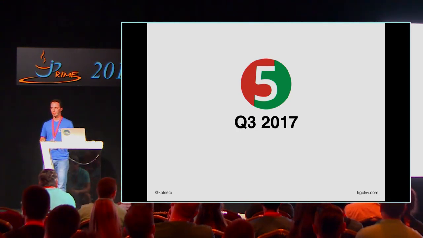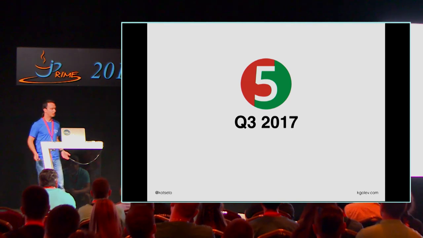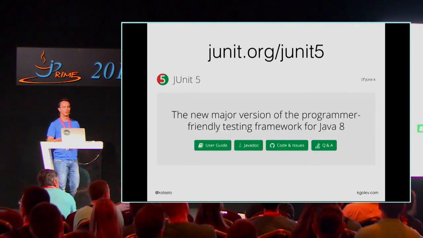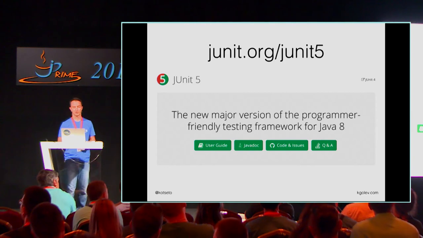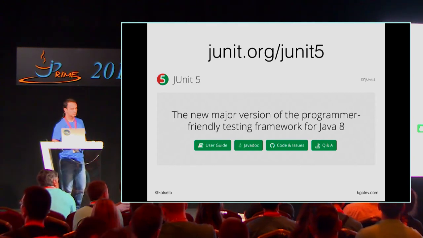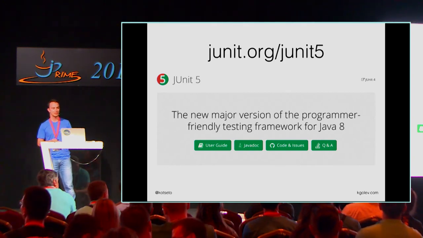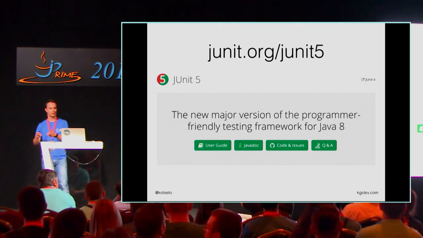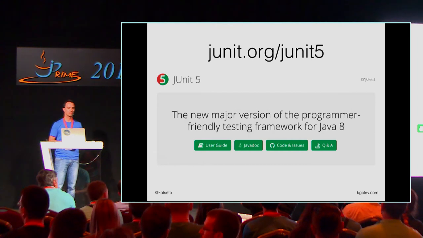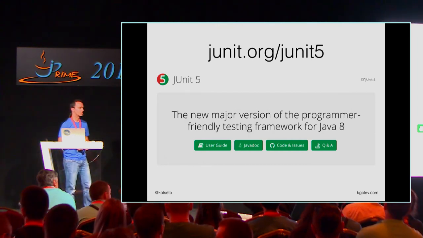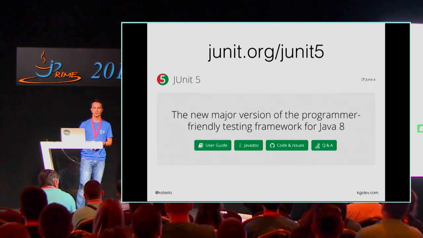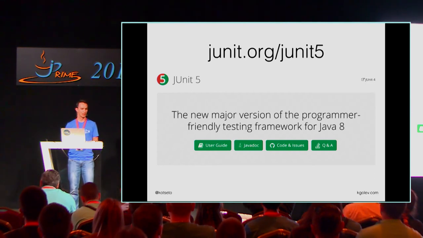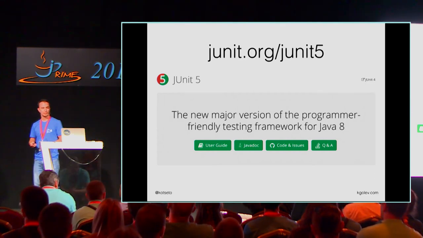If you want to play with it or read about it, you can go to junit.org/junit5. There is a user guide, which is pretty nice. There is JavaDoc. If you have an issue, there is a link to GitHub there. And if you have any questions, the team prefers Stack Overflow. So like everybody here, I guess.